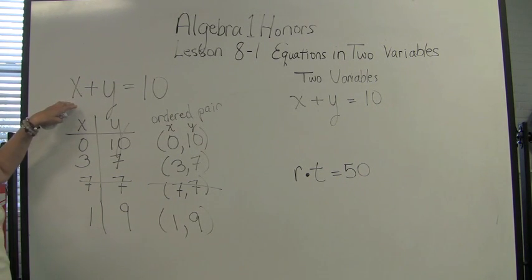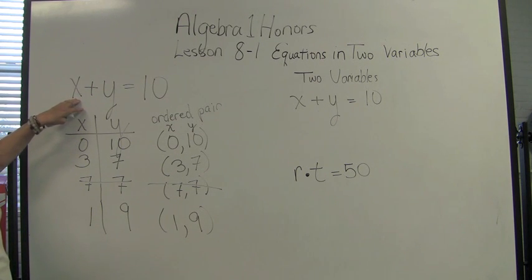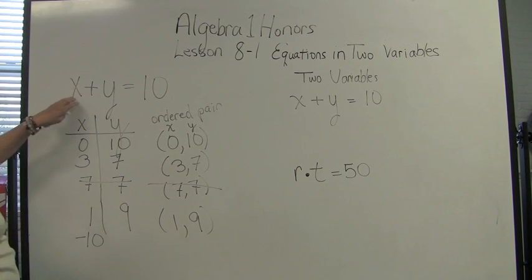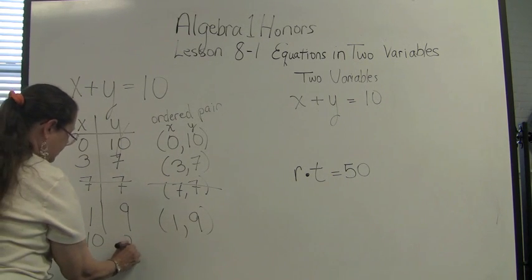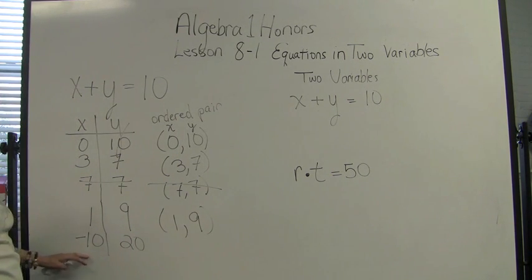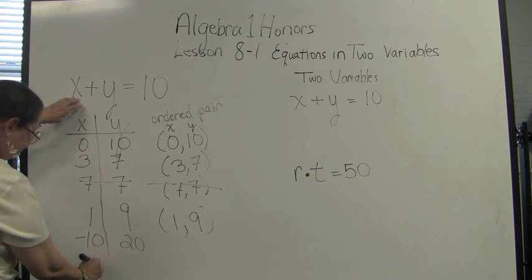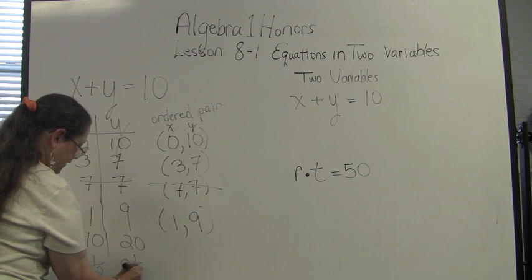Now, if we're allowed to use all real numbers for X and Y, you can see that there are going to be many solutions, an infinite number of solutions, because I could choose a negative number. What if I made X negative 10? Well, negative 10 plus 20 will give me positive 10. So negative 10, 20 works. I could also choose fractions. I could put a 1/2 in for X and a 9.5 in for Y.